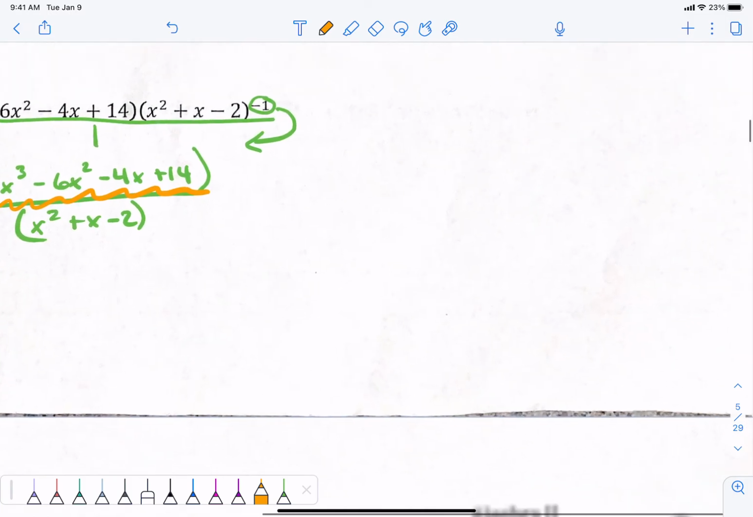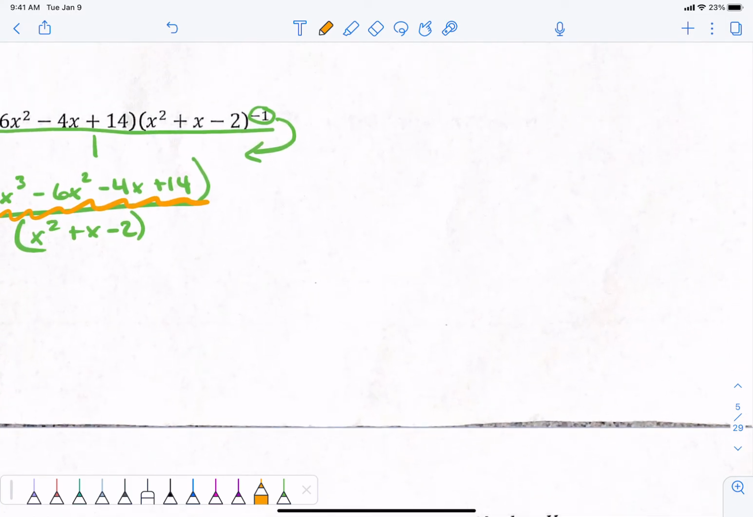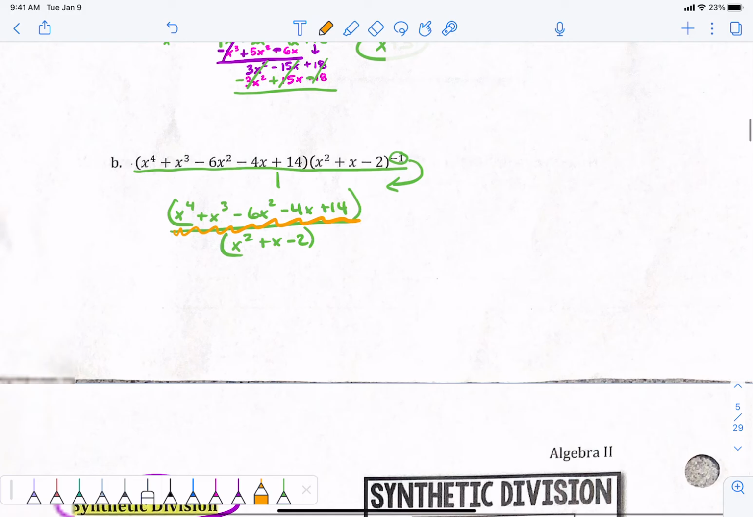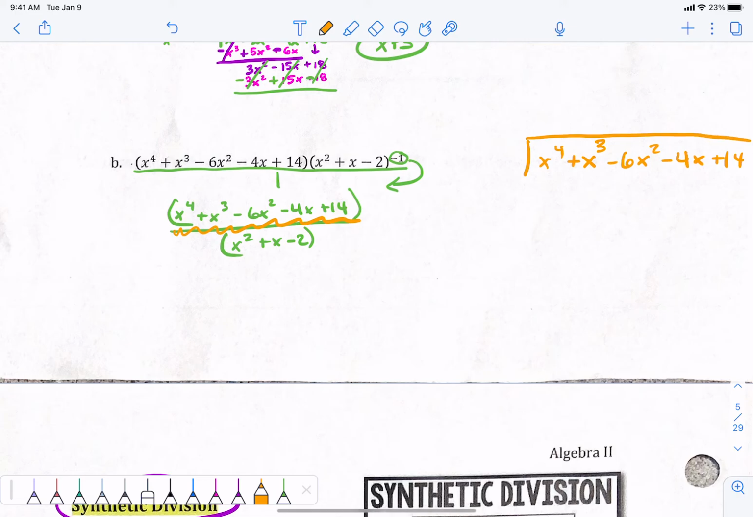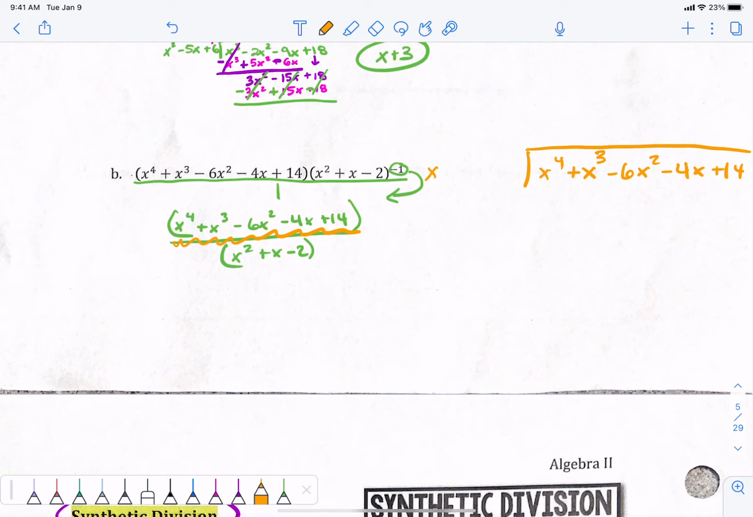Here we go. Let's go over here to the side. We got lots of room. So I'm going to start with x to the 4th plus x to the 3rd minus 6x squared minus 4x plus 14. You kind of have to have a lot of room when you're doing this, right? And then x squared plus x minus 2.